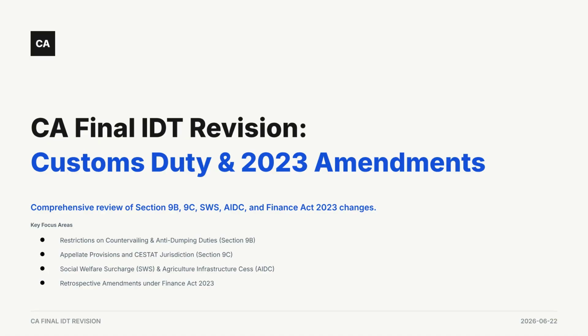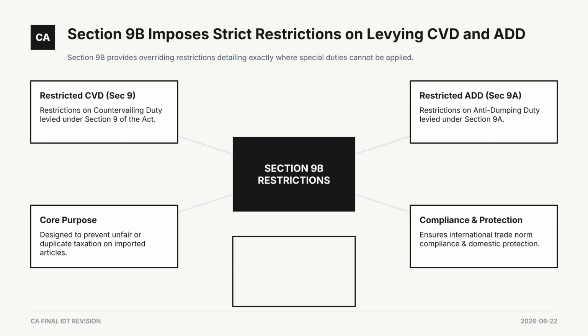the CA final examination. Section 9B acts as a safeguard against unfair or excessive taxation. While countervailing duty and anti-dumping duty are intended to protect domestic industries, they cannot be imposed without limits. This section specifies situations where these special duties are restricted or prohibited. The objective is to ensure compliance with international trade principles while still providing legitimate protection to Indian industries. Think of Section 9B as a control mechanism that prevents misuse of protective customs duties.